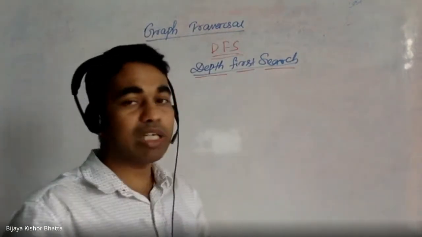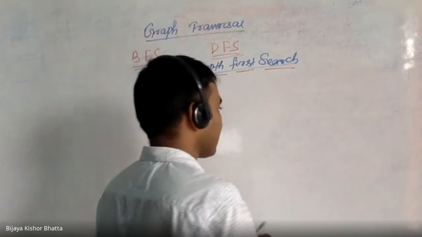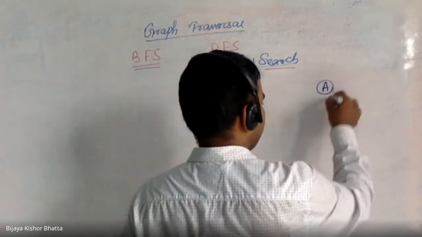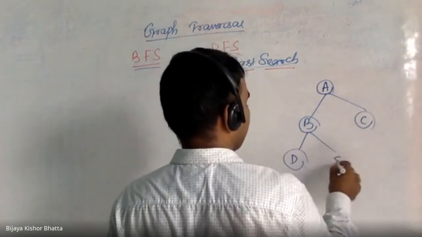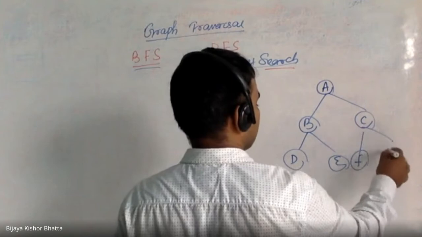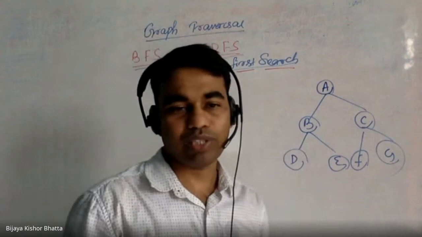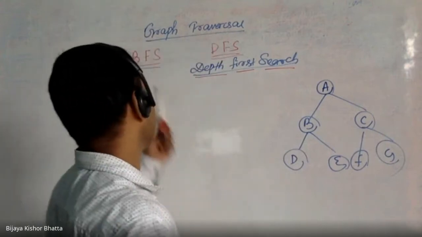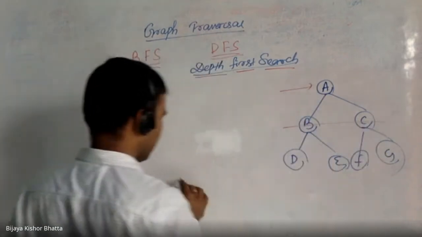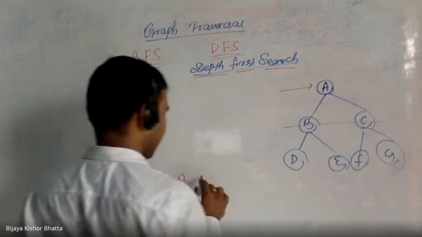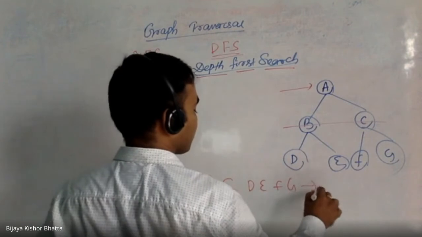Depth first search means you will keep on exploring depth wise, not breadth wise. If you take a similar example like we have taken, suppose A, B, C, D, E, F, G. Suppose this is my tree, or maybe you can say this is a graph. If you remember BFS, what was the answer? You will cover this whole level first. You will go for A, then B, C, then D, E, F, G. So this was my BFS.